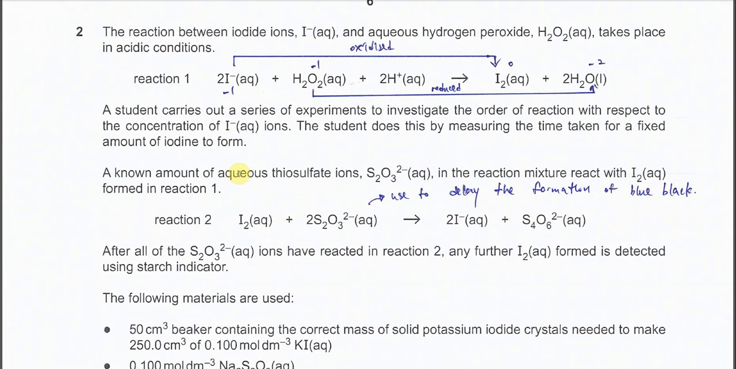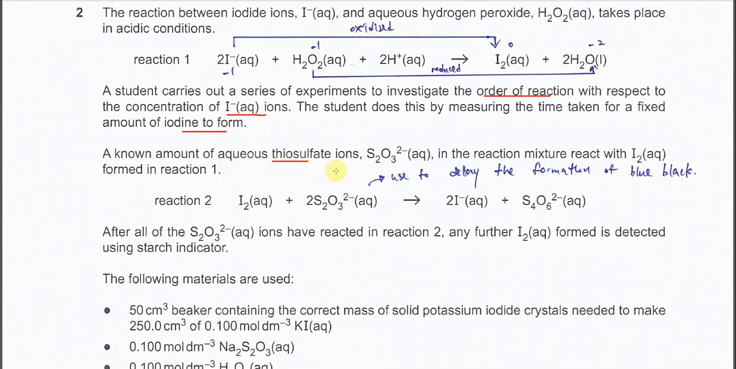A student carried out a series of experiments to investigate the order of reaction with respect to the concentration of iodide ion. The student does this by measuring the time taken for a fixed amount of iodine to form. A known amount of thiosulfate in the reaction mixture reacts with iodine and reduces the iodine back to iodide. So the thiosulfate now has one function.